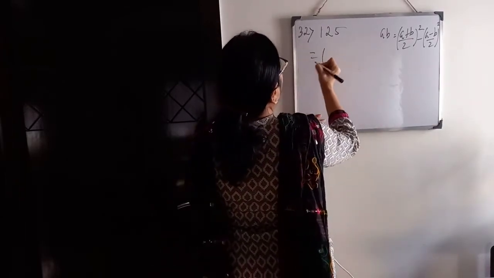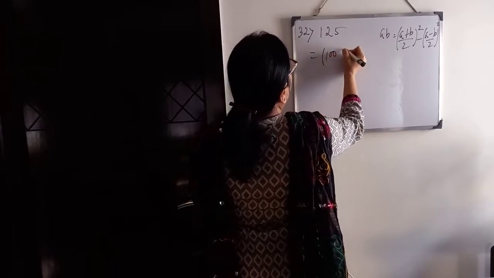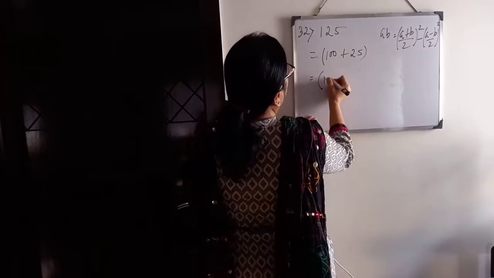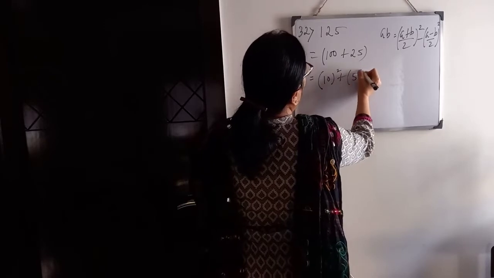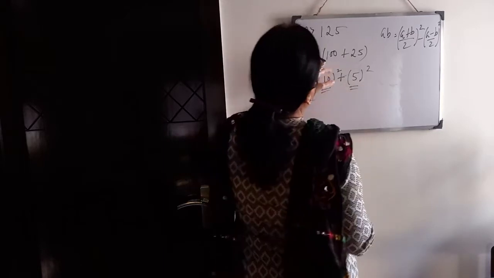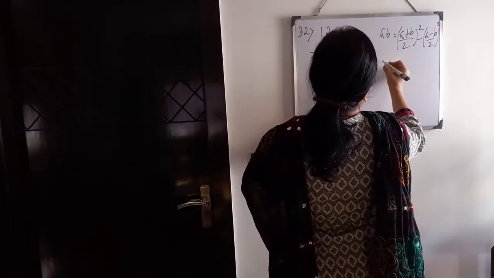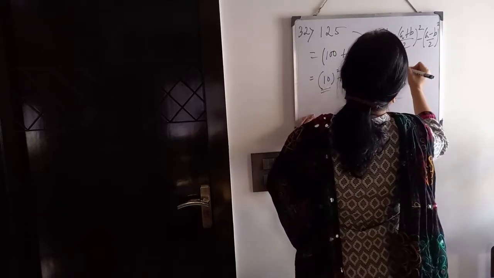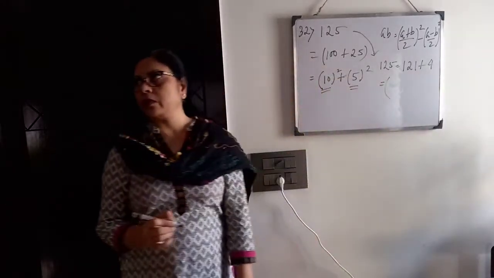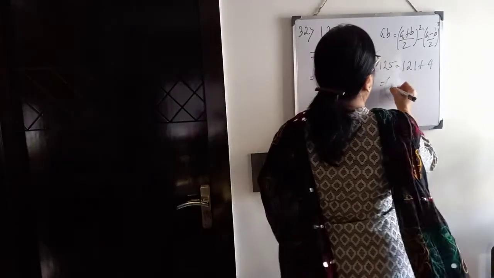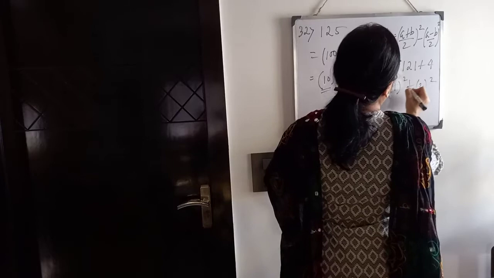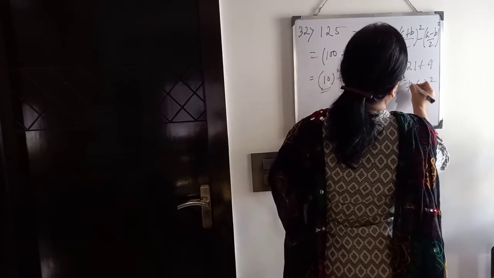125. 125 we can write in that form, 100 plus 25. Clear? So 100 means 10 square plus 25, 5 square. So it is expressed as the sum of two squares. And this 125 again we can write in that form. 125 equals, we can write 121 plus 4 also. So 121 means 11 square, so 11 square plus 2 square. So it is also as the sum of two squares.